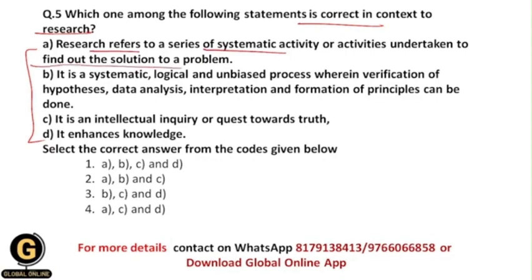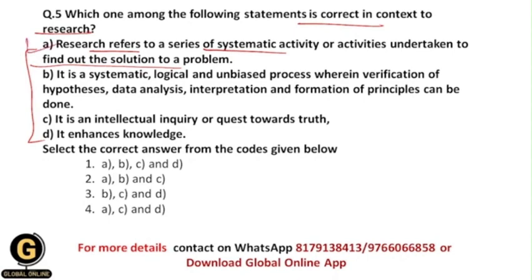So this is really very easy, and we have seen a lot of times what exactly research is. So research is a systematic activity because here we follow the scientific procedure and we do the research because we want the solution to our problem, and that's why the first statement is correct in context to research.